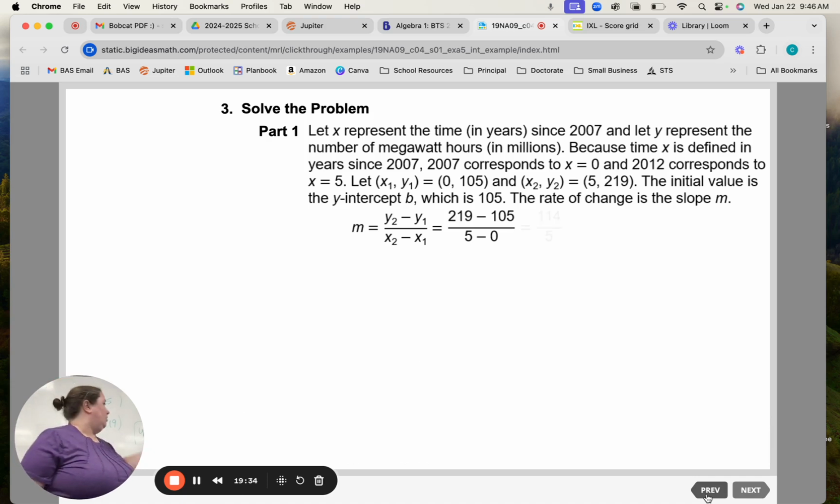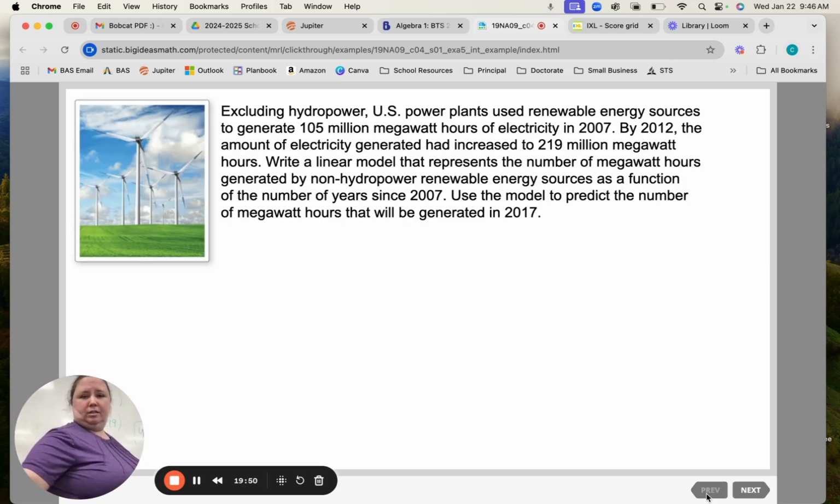Since this is a real life problem, it did put this as a decimal, which you may do if you would like. You can do it as a fraction, only if you know the answer. Either way is fine. The last thing it asked us, let's go back to the question. Use the model to predict the number of megawatt hours that will be generated in 2017. So what was our initial year? 2007, right?